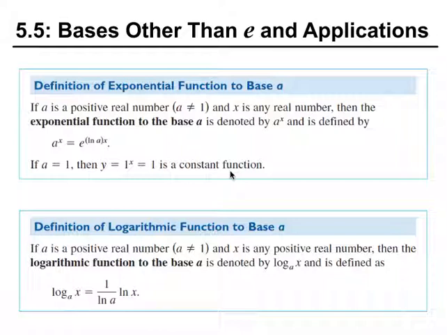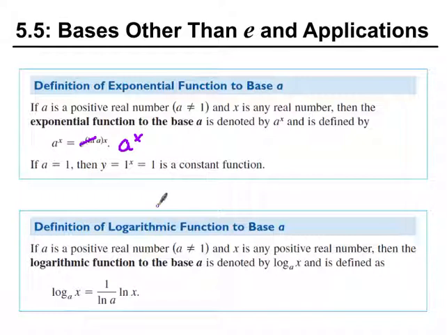And so, first of all, an exponential function to base a states if a is a positive real number and x is any real number, then the exponential function to the base a is denoted by a to the x, and it is defined by a to the x equals e to the natural log of a times x. Now real quick, we know that e and natural log cancel each other out. Okay, they're inverse operations. So really what ends up happening here is the e and the ln cancel out. You bring an a down, and that's where the a to the x power comes in.